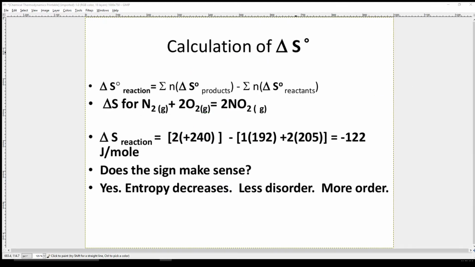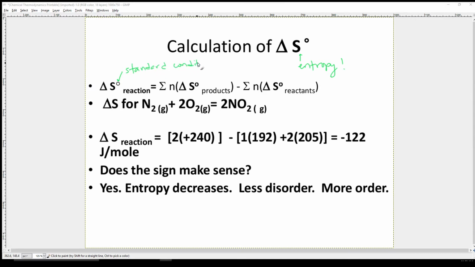The calculation of delta S, which is also known as entropy, is exactly the same, which is always nice. It doesn't often happen. So same equation, just replace the H with an S. And remember, this little degree symbol does not mean degree, it means standard conditions.